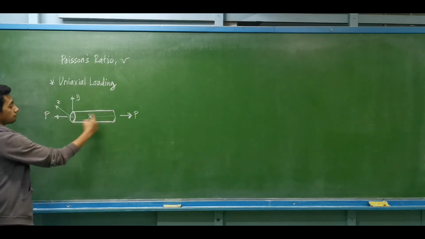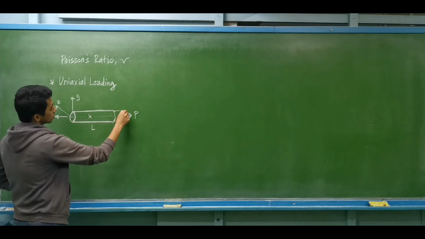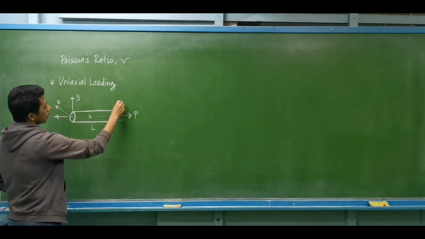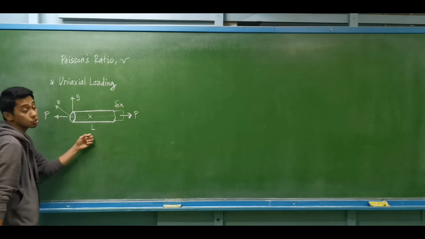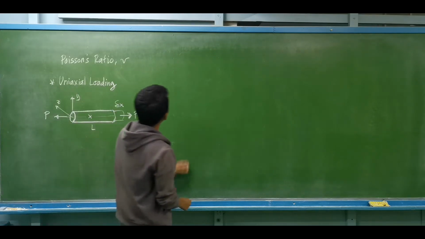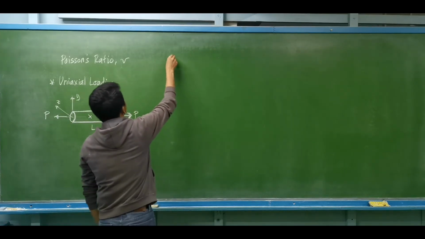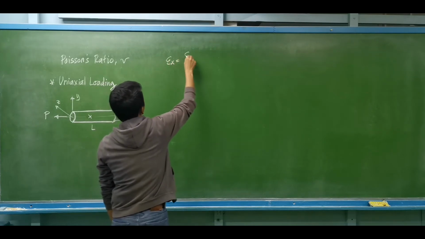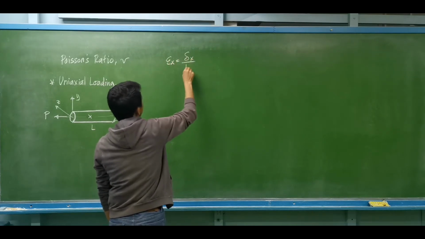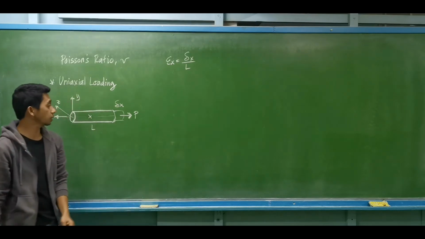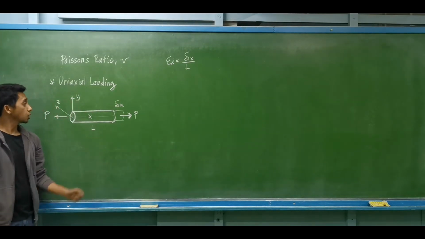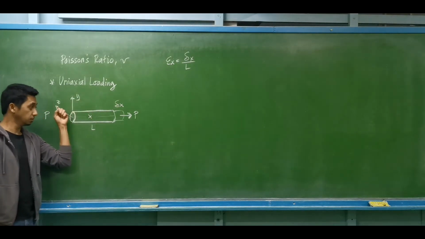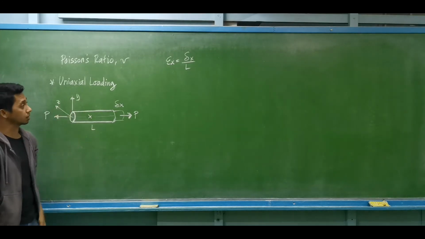This tensile force will cause a deformation along the x-axis. So if you are to compute the strain along the x-axis, the strain along x is the ratio of the deformation along x divided by the length of the sample. That will be the strain along x. So what about the strain along y and the strain along z?